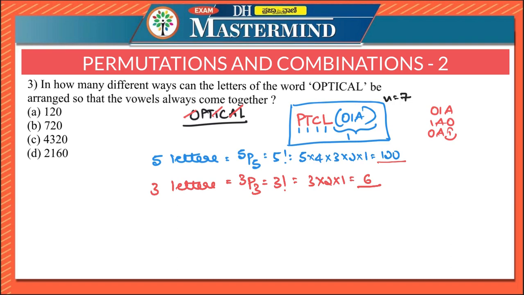Therefore, we have to multiply. The required number of ways is obtained by multiplying these two numbers. When we multiply 120 into 6, we get 720 as the answer. Therefore, in 720 different ways the word optical can be arranged so that the vowels always come together. The right option is option B, 720.